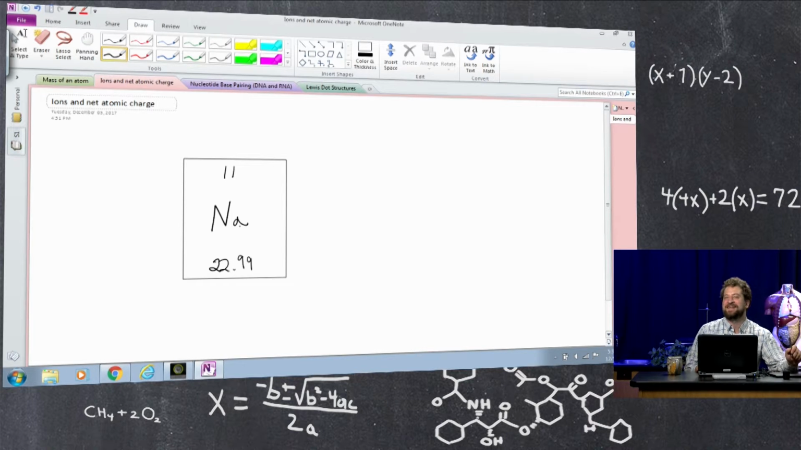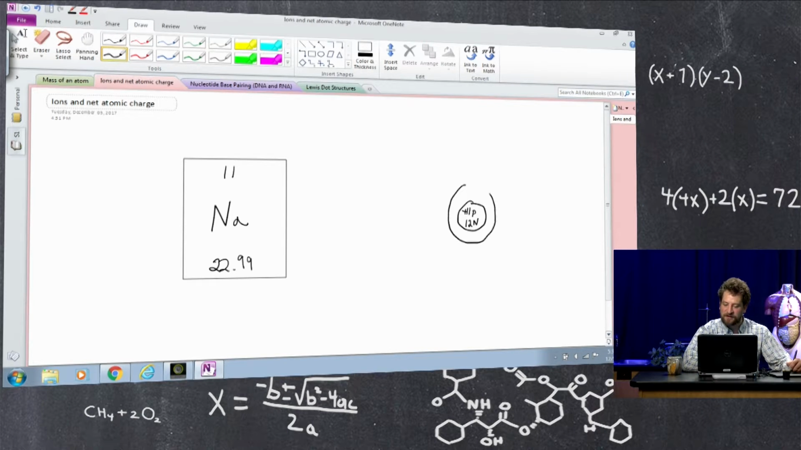Here, what we're interested in is the atomic number, because the atomic number tells me the number of protons in a sodium atom. So sodium has 11 protons, and the protons have a positive charge. And it has 12 neutrons in its most common isotope. Again, check out that video on mass and isotopes.